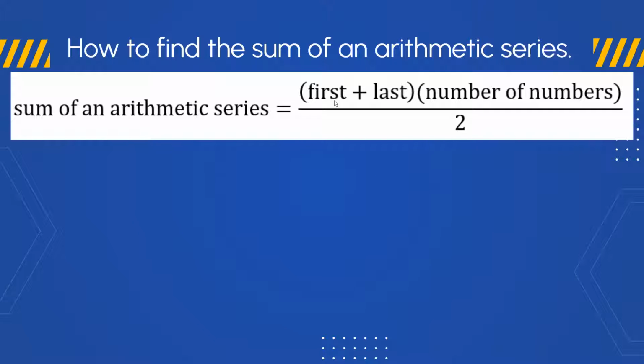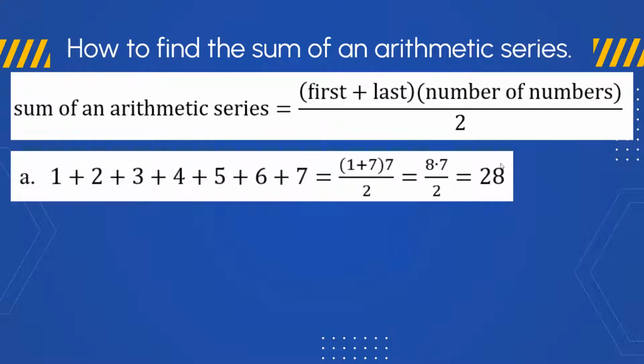One shortcut is to take the first term, add the last term, take the number of numbers, and divide by 2. I won't be going into detail as to why this works. I think that can be seen in other YouTube videos. For example, the sum of 1 through 7, the first number is 1 plus 7 is 8 times the number of numbers, which is 7, and divided by 2, we get 28.